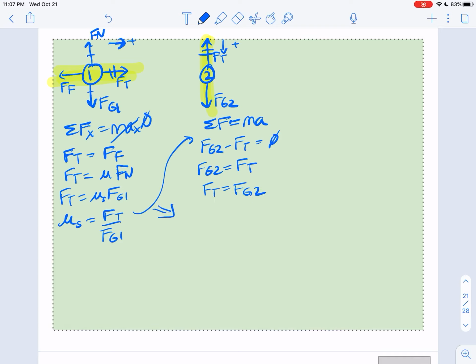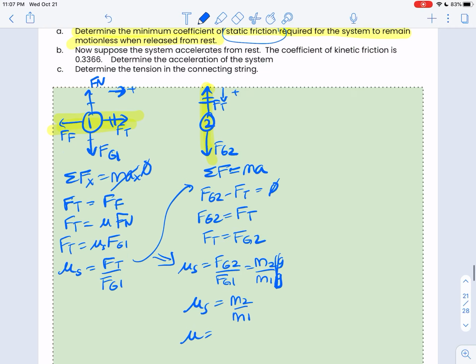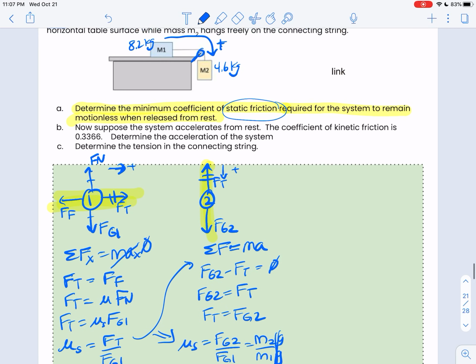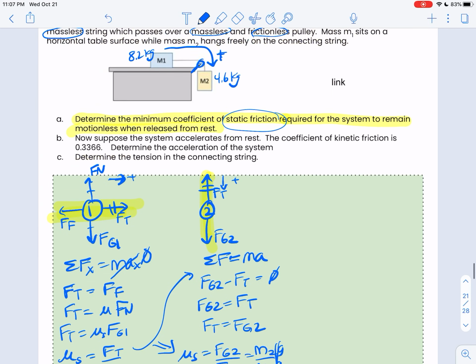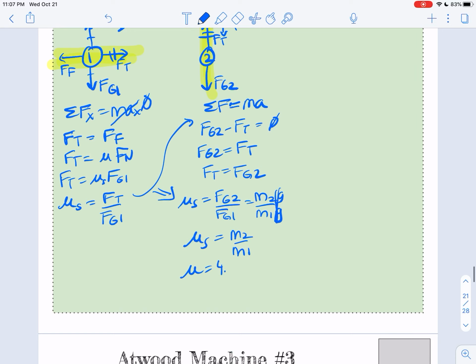Then I put these two together. Then mu s is going to be Fg2 over Fg1, which is m2g over m1g. So the g's are going to cancel out. So I can see the static is just the ratio of their masses, which is 4.6 divided by 8.2. No, 2 is on the top.